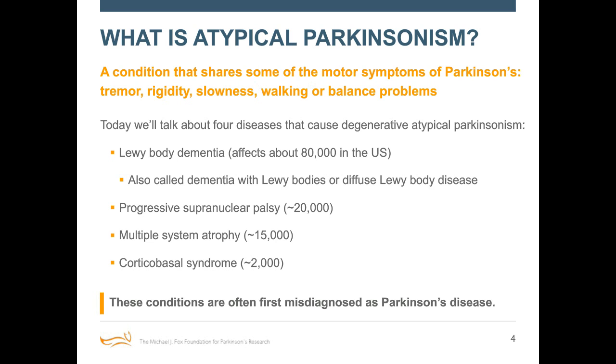So let's get started and focus on this question of what are these atypical Parkinsonisms. And today we're going to focus on 4 of them. And we start with this definition: a condition that shares some of the motor symptoms of Parkinson's, that is tremor, rigidity, slowness, walking or balance problems. And we're going to focus on these 4. And you see them on the screen and something about their prevalence within at least the United States. Lewy body dementia being the one that is the most prevalent, also sometimes called dementia with Lewy bodies or diffuse Lewy body disease, progressive supranuclear palsy, multiple system atrophy, and corticobasal syndrome.